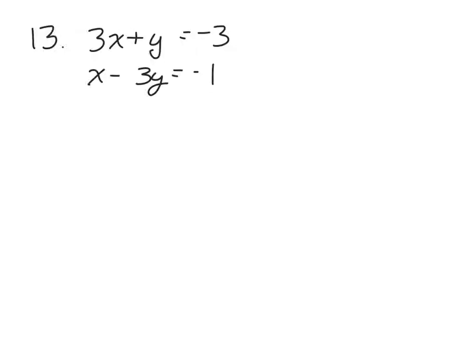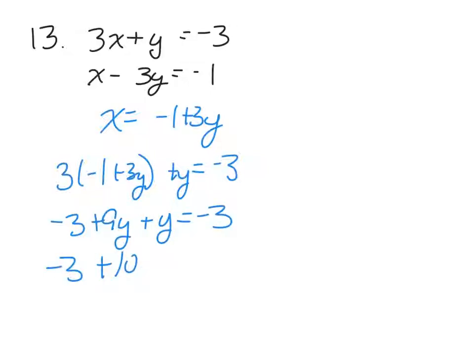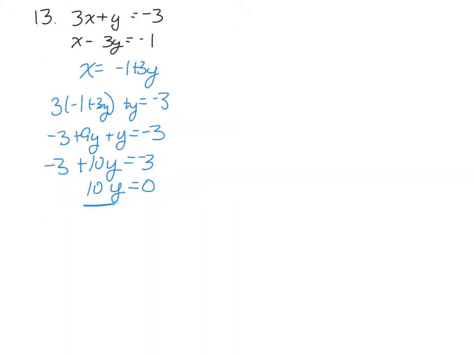Okay. So solve for x in the second equation. So then in the first equation where there was an x, we're going to replace it with negative 1 plus 3y. Distribute the 3. Combine like terms. Add 3 to both sides. Divide both sides by 10. Y equals 0.